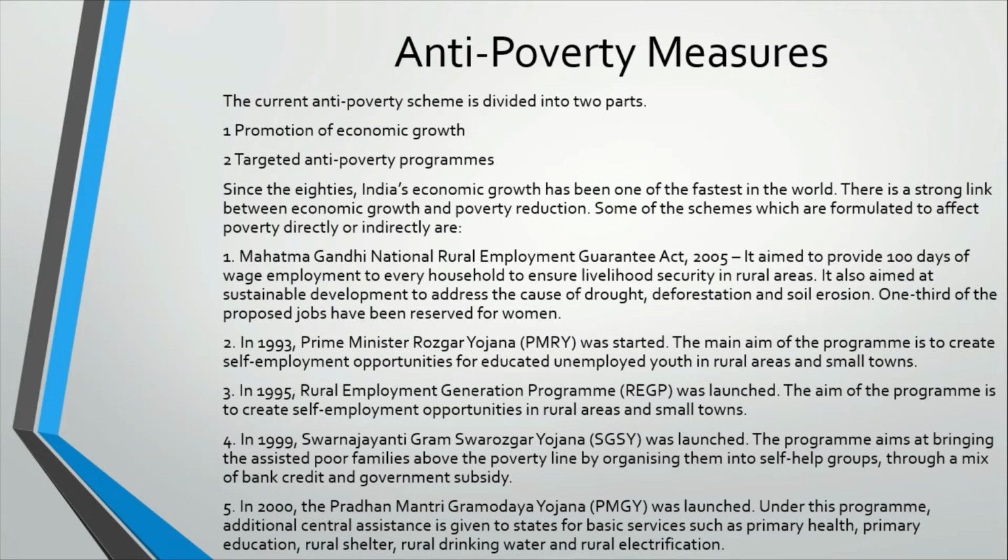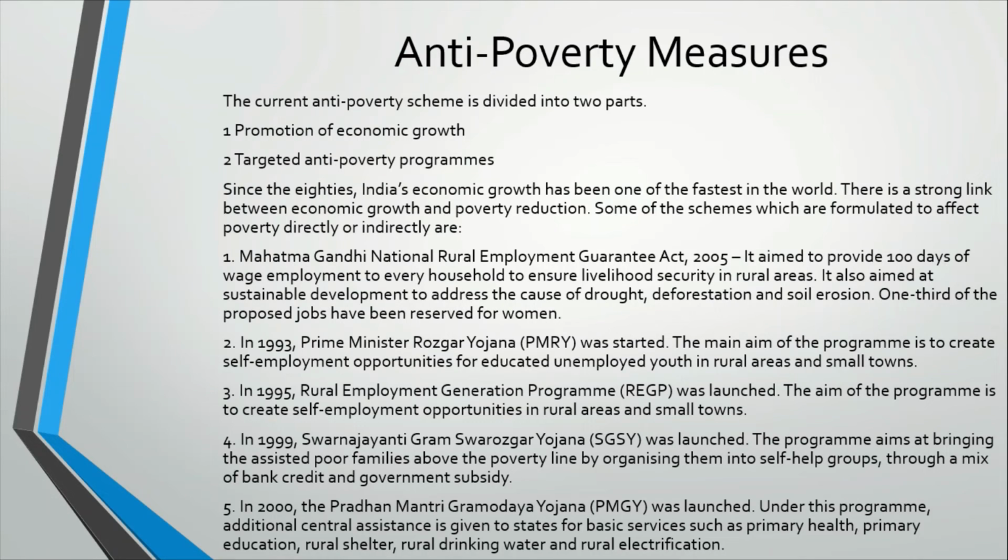In 1993, the Prime Minister Rozgar Yojana, PMRY, was started. The main aim of the program is to create self-employment opportunities for educated unemployed youth in rural areas and small towns. In 1995, the Rural Employment Generation Program, REGP, was launched. The aim of the program is to create self-employment opportunities in rural areas and small towns.